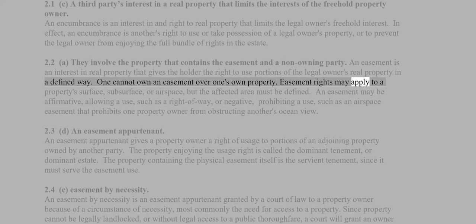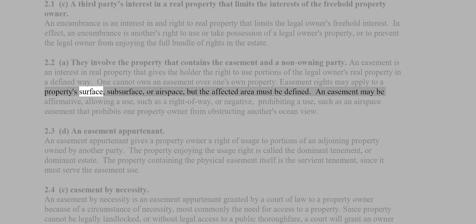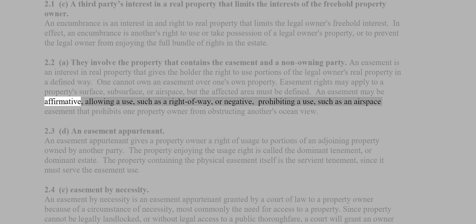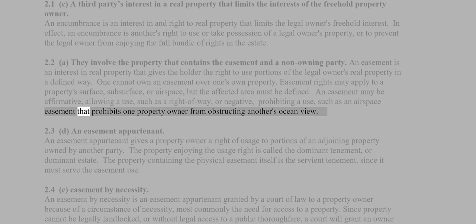Easement rights may apply to a property's surface, subsurface, or airspace, but the affected area must be defined. An easement may be affirmative, allowing a use, such as a right-of-way, or negative, prohibiting a use, such as an airspace easement that prohibits one property owner from obstructing another's ocean view.